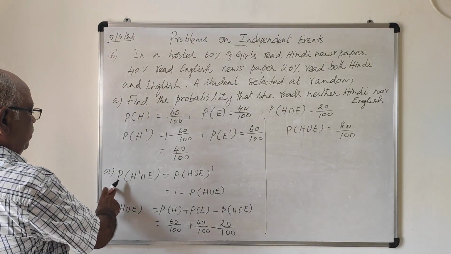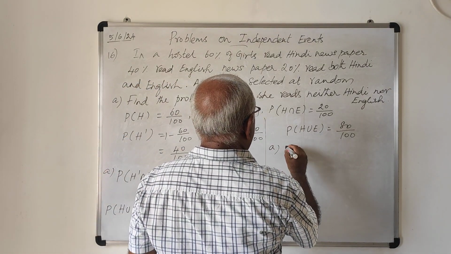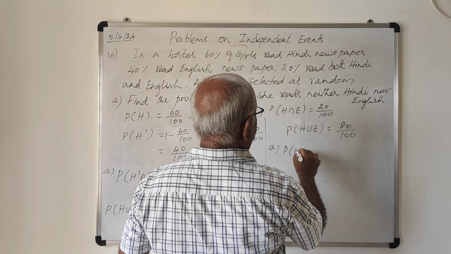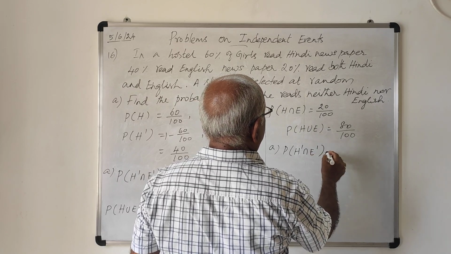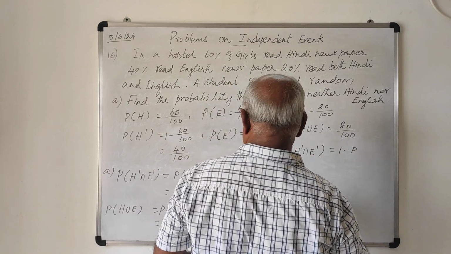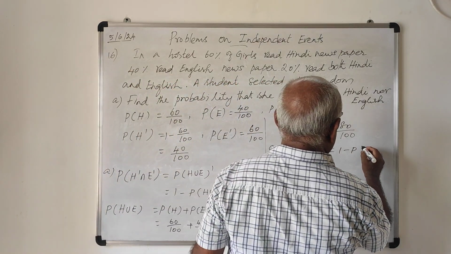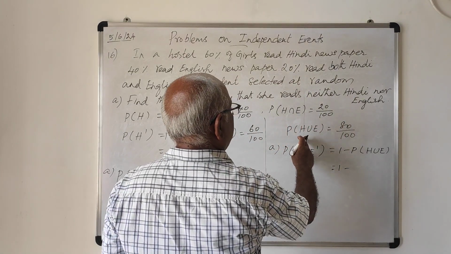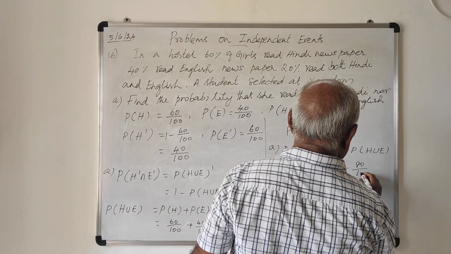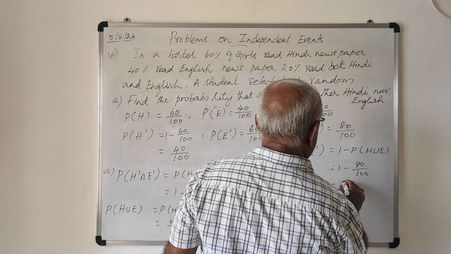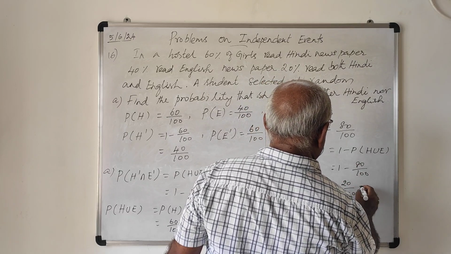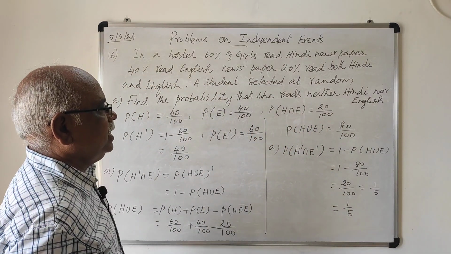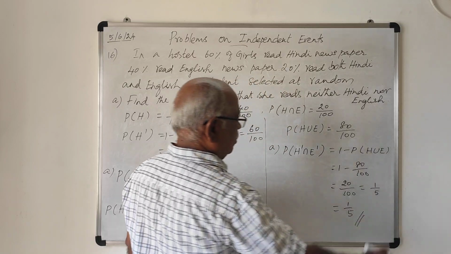So what do we want? We want the probability that a student reads neither Hindi nor English. P of H dash intersection E dash equals 1 minus P of H union E, which is 1 minus 80 by 100. So this is 100 minus 80, 20 by 100, which is equal to 1 by 5. Therefore, the probability that a student reads neither Hindi nor English is 1 by 5.